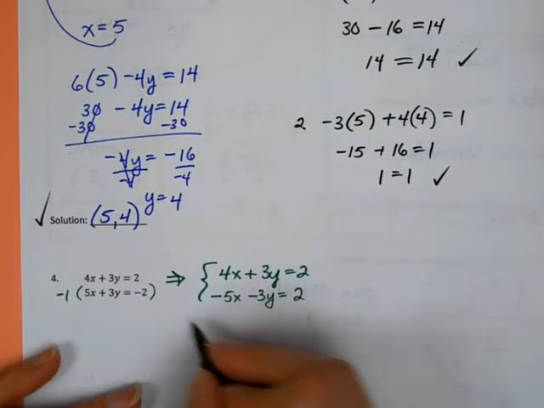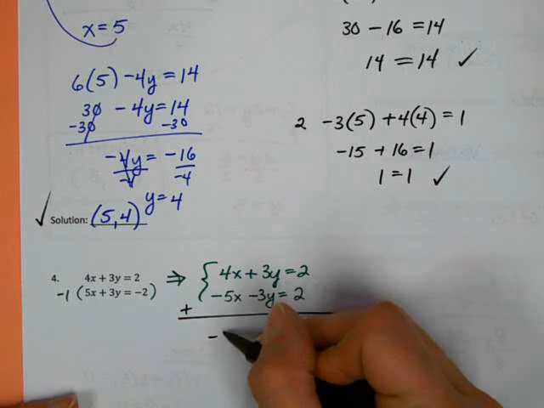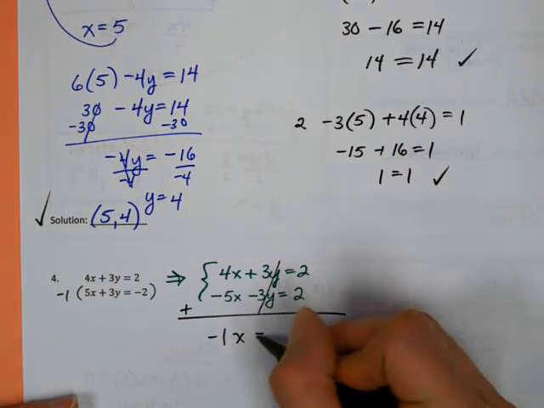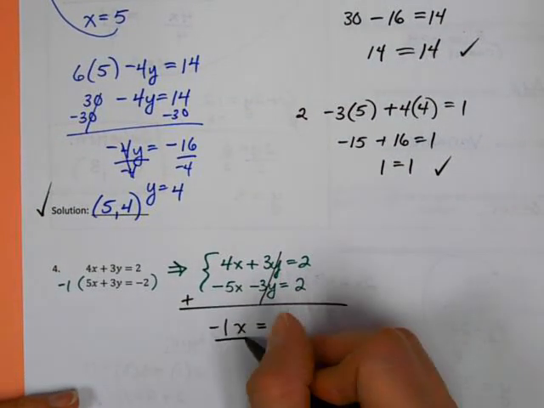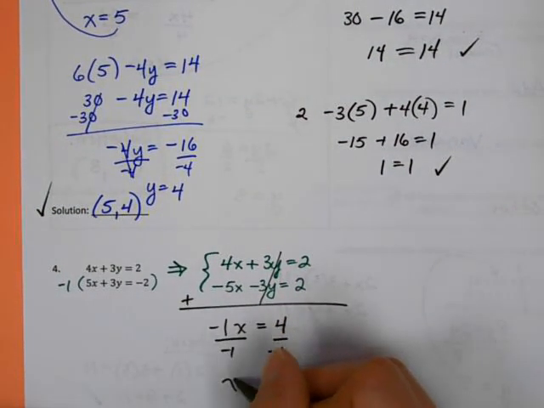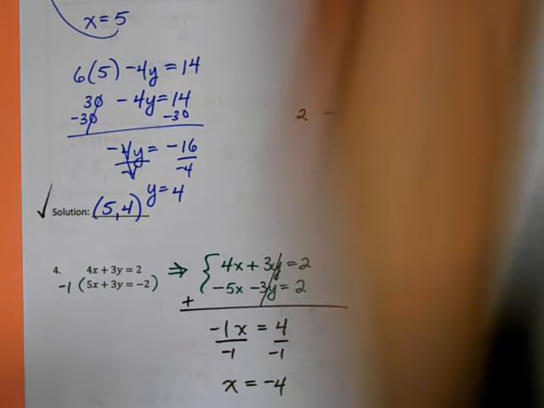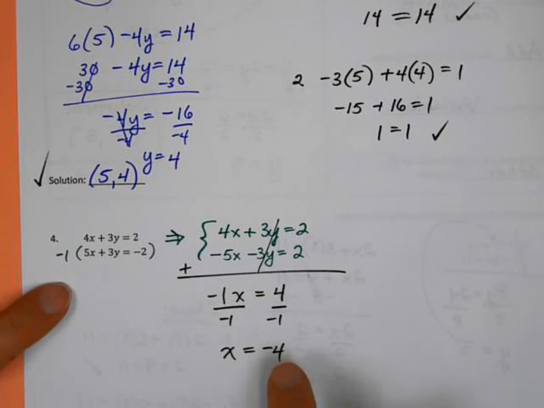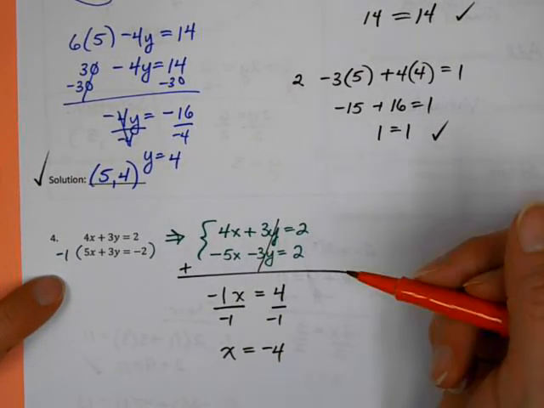Let's go ahead and add our equations together. 4 minus 5 is negative 1x. The y's are going to eliminate. 2 plus 2 is 4. If I divide both sides by negative 1, x is negative 4. Okay, but remember, that's only half of the work. We got just a little bit more to do because we have to solve for the y value. And we could put negative 4 anywhere we want.